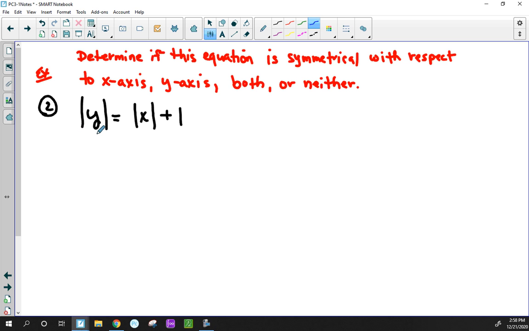When it has bars around the variable, you learned from the past that that means there are 2 parts. That means the first equation is going to be everything the same behind the equal sign. But the second equation is going to be the opposite of it.